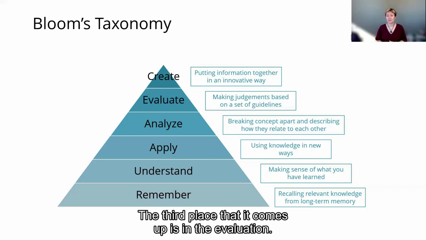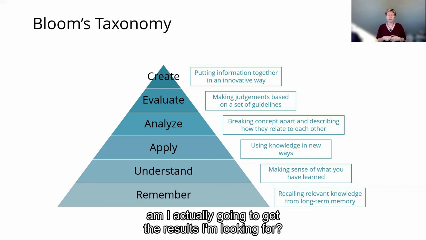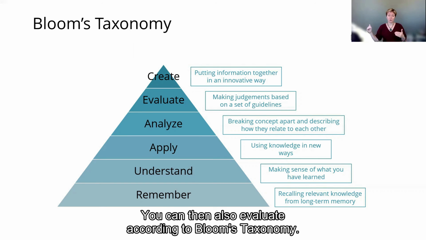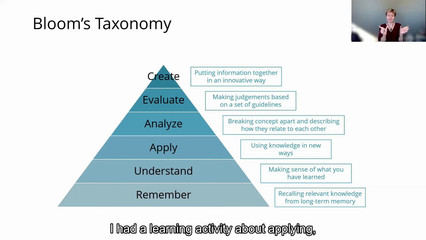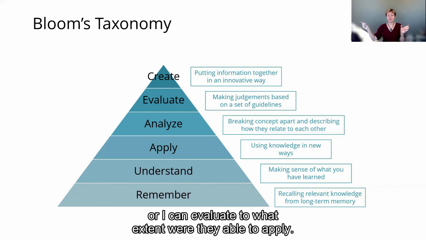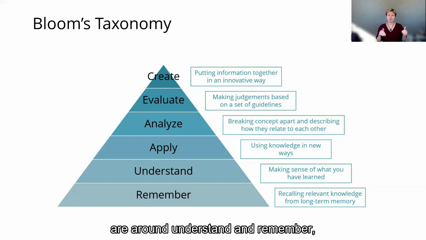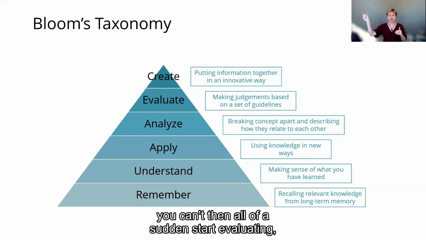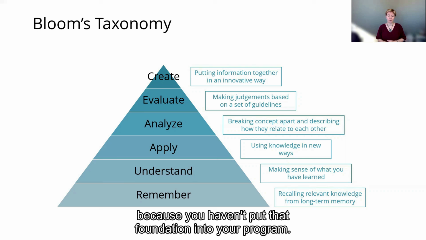The third place that it comes up is in the evaluation. So if you're looking at measuring how effective was this course, am I actually going to get the results I'm looking for? You can then also evaluate according to Bloom's taxonomy. So if I know my learning objective was about applying, I had a learning activity about applying, I can then measure the effectiveness, or I can evaluate to what extent were they able to apply. If all of your objectives and all of your activities are around understand and remember, you can't then all of a sudden start evaluating, well, did they apply or analyze, because you haven't put that foundation into your program.